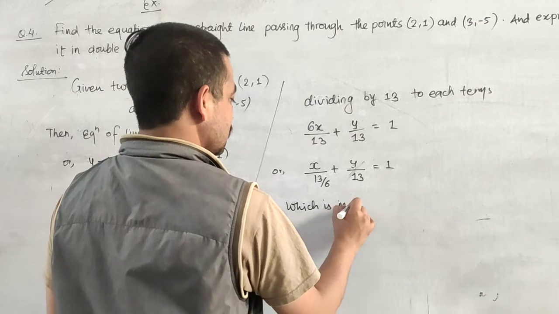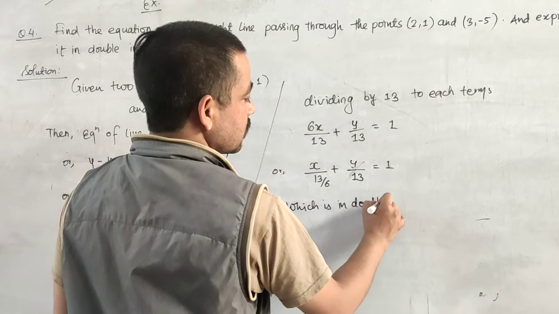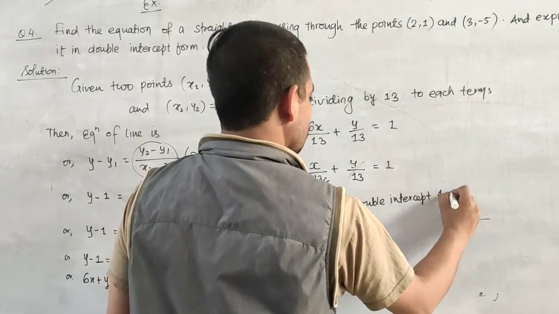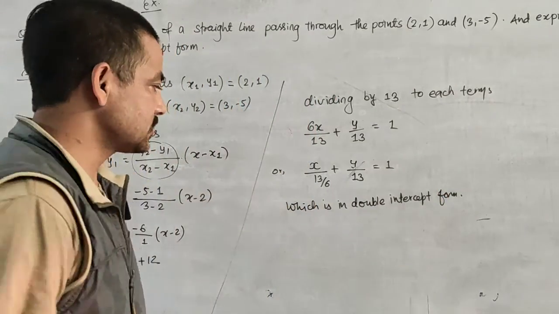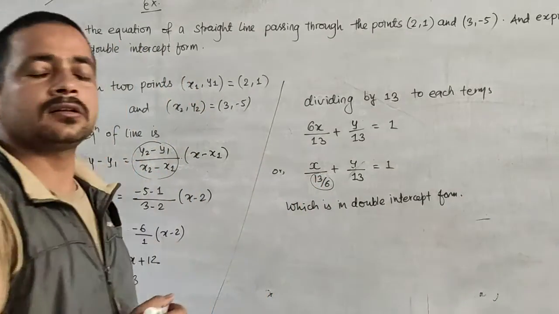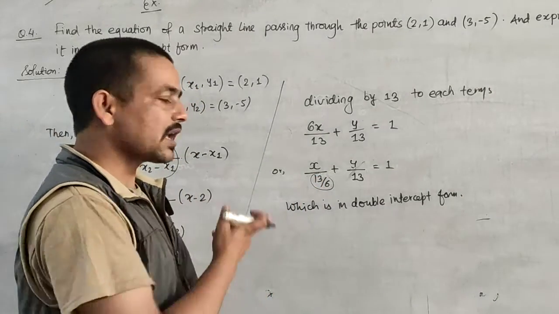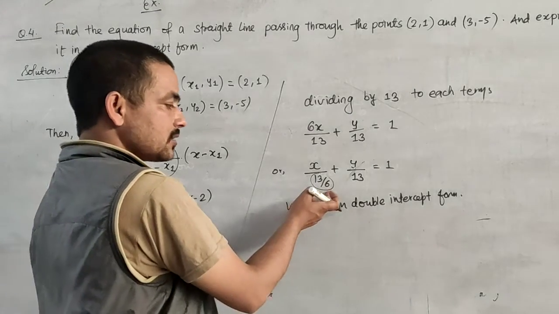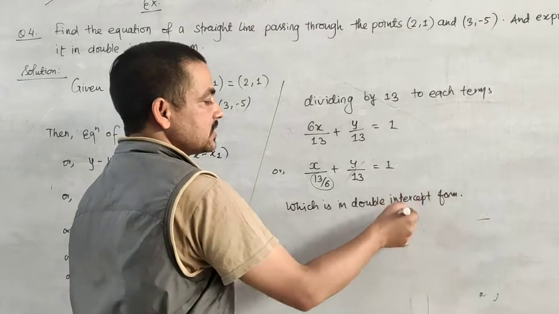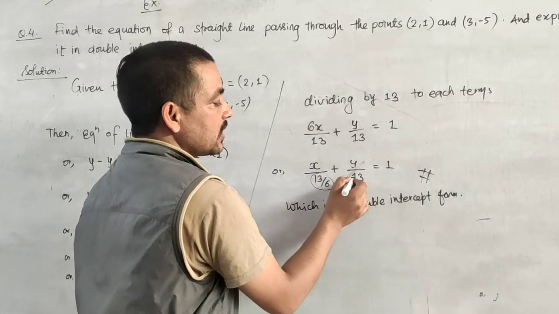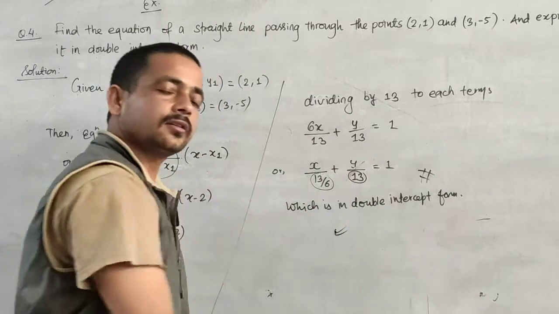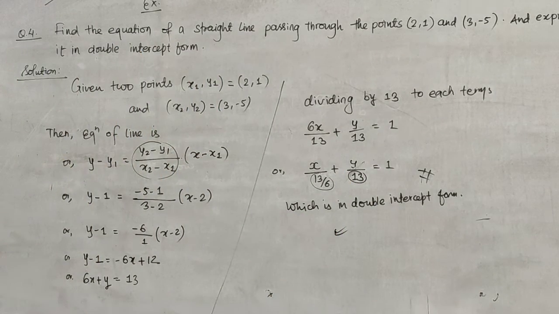which is in double intercept form, because x by a, the x intercept is 13 by 6. You can use a decimal point also here instead of 13 by 6, but let it be. It is in double intercept form, and y is the b, the y intercept 13, equals 1. In this way we can leave it in this step.